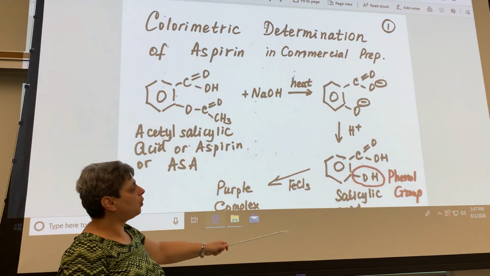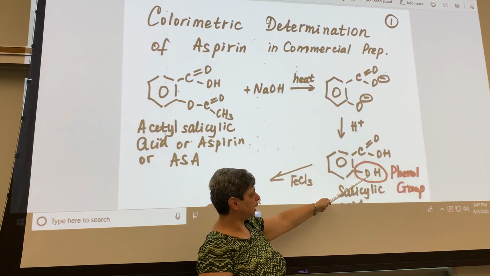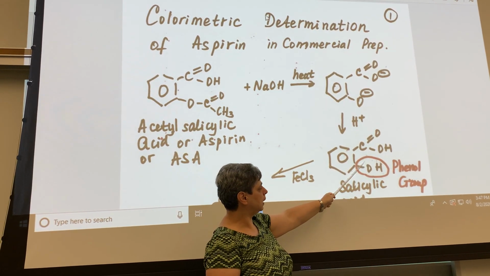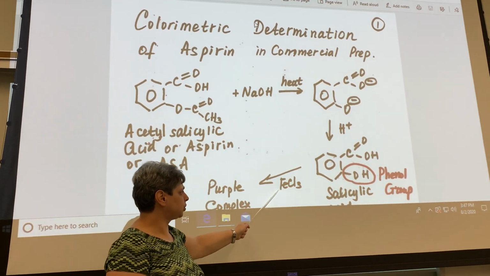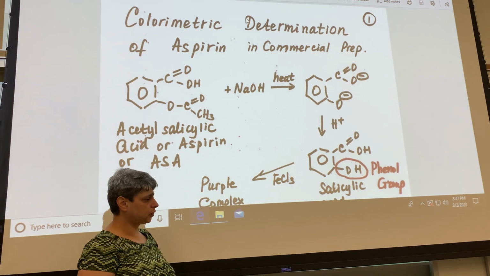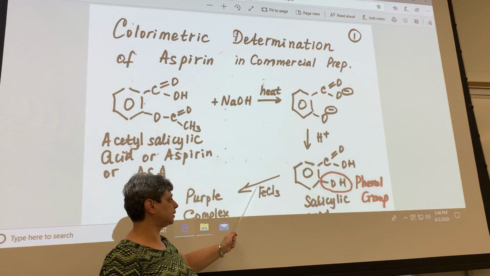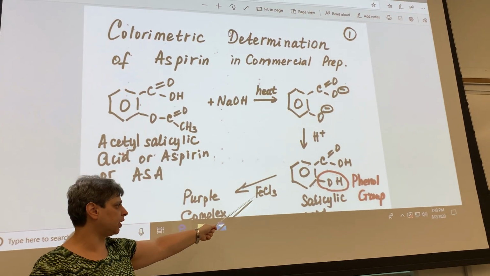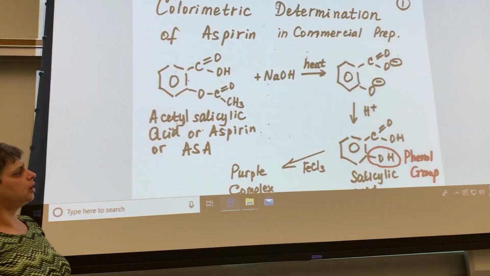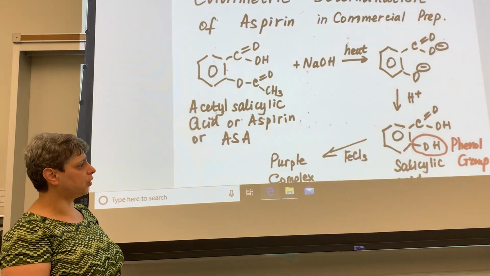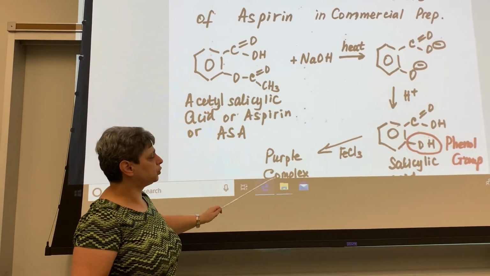Well, you may recall that we also looked at the reaction that we use for qualitative testing of aspirin, where we use a substance called ferric chloride to tell whether a phenol group was present or not. And we mentioned that when a phenol group is present and it's combined with ferric chloride, a purple complex results. And so here we're taking advantage of this very reaction in order to convert our salicylic acid, which used to be aspirin, into purple material.